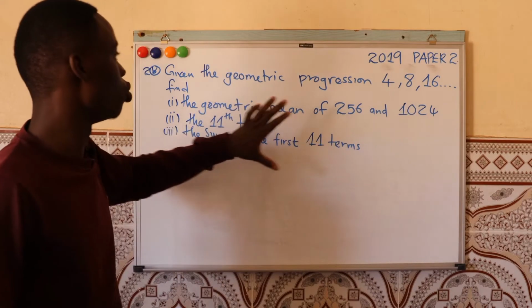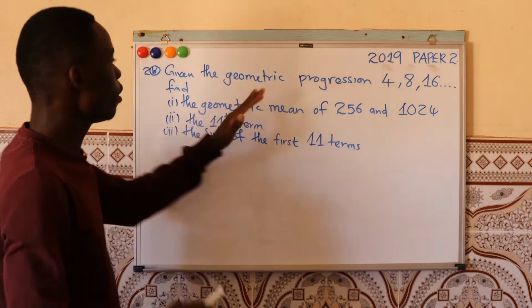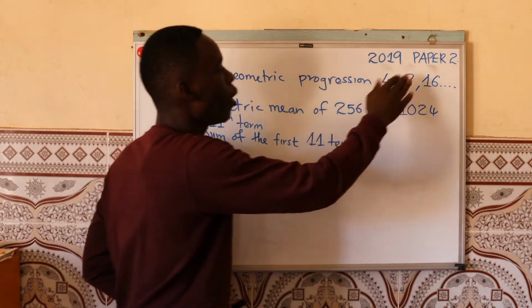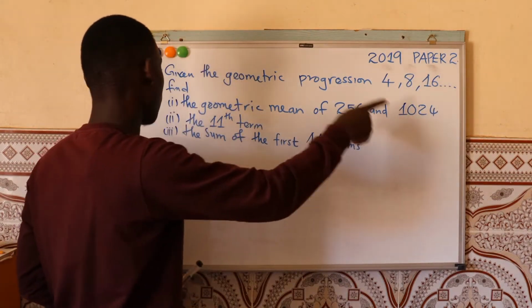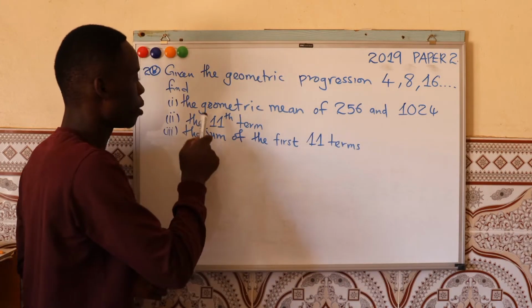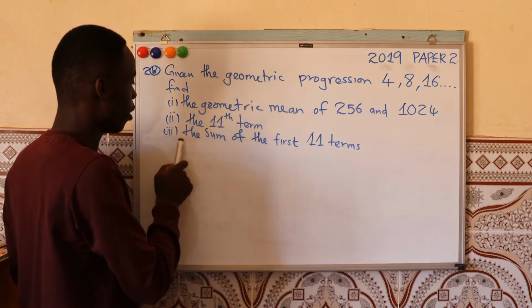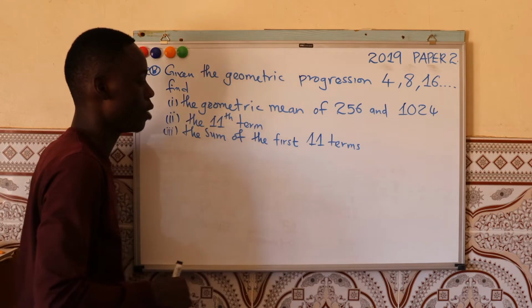So here's a question on geometric progression. Given the geometric progression 4, 8, and 16, find the geometric mean of 256 and 1024. The second one is find the 11th term, and finally find the sum of the first 11 terms.